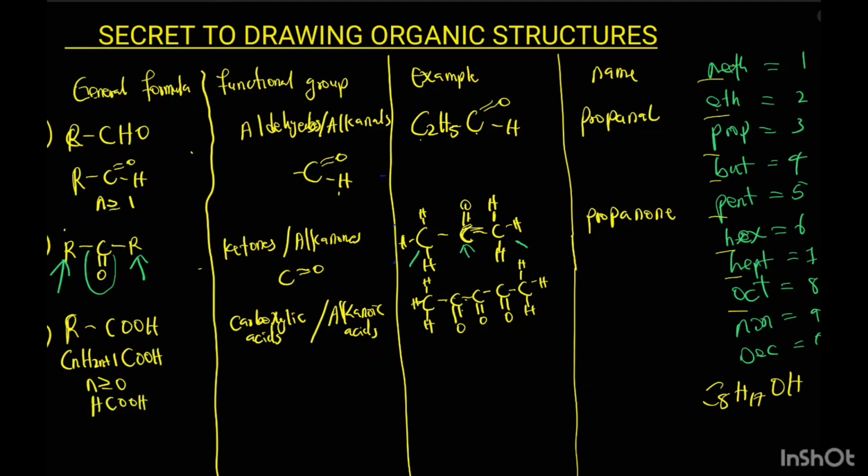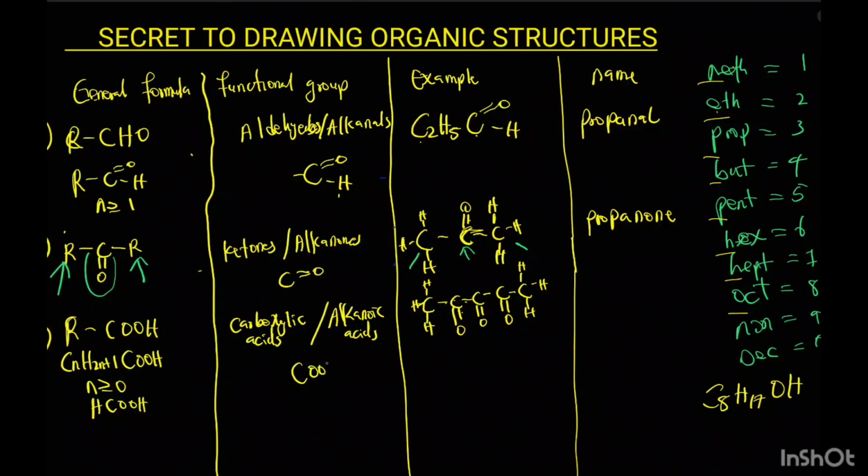HCOOH. Right? The functional group for carboxylic acid is COOH. So anywhere you see COOH, it means that you're dealing with an alkanoic acid. So HCOOH is known as methanoic acid. Let's try another example.